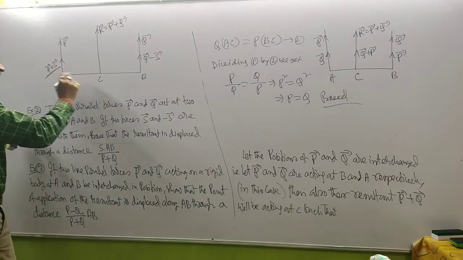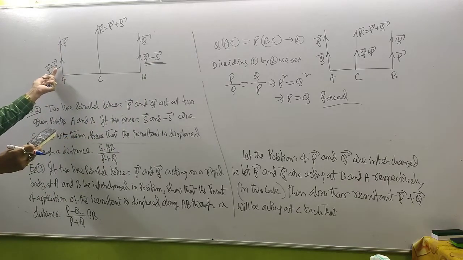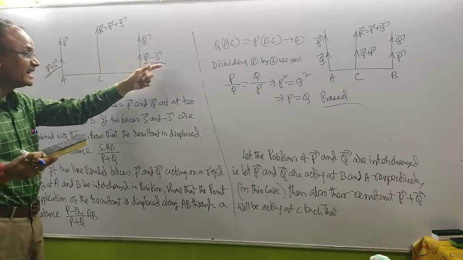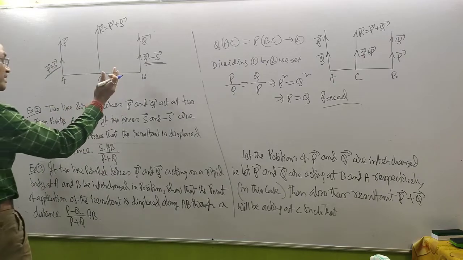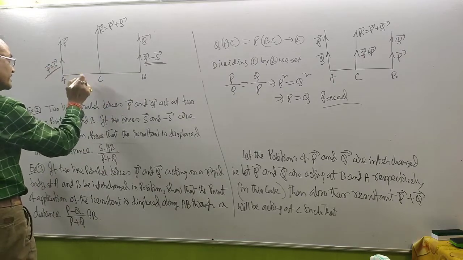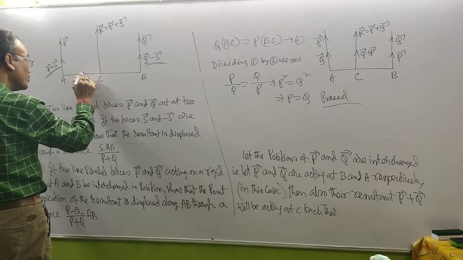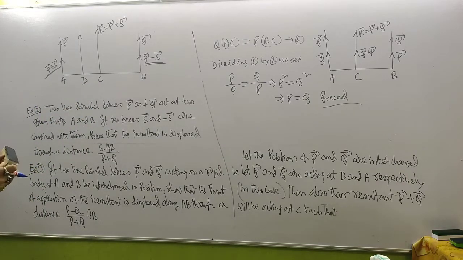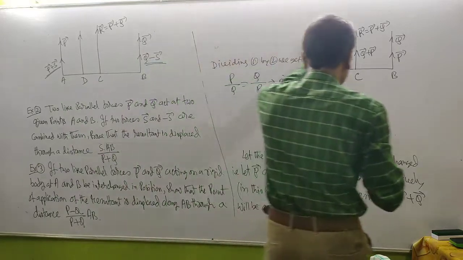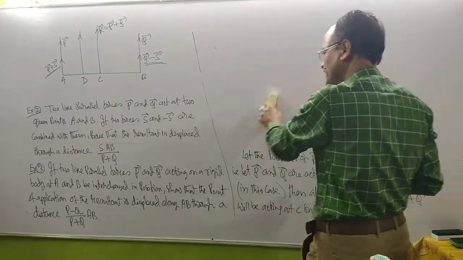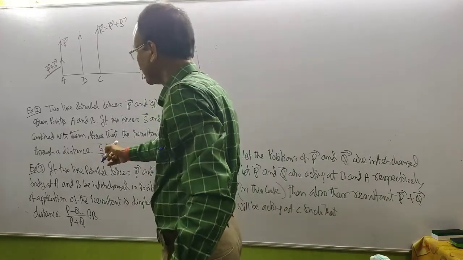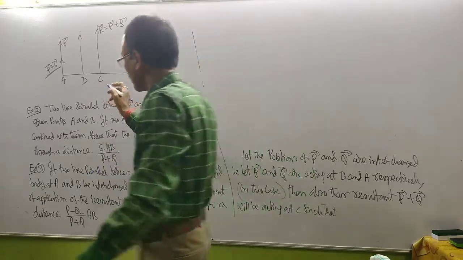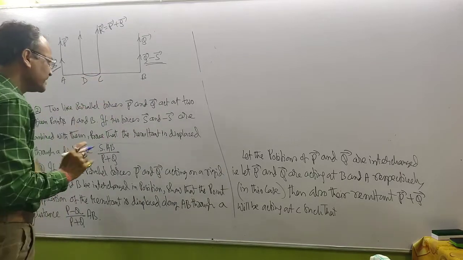In the second case, P plus S is greater than Q minus S, definitely, because S is added to P and S is subtracted from Q. Therefore, the resultant will be moving towards A. The new resultant will be acting at the point D. At the point D, the resultant is displaced through a distance S into AB divided by P plus Q. Means we have to find the distance CD.